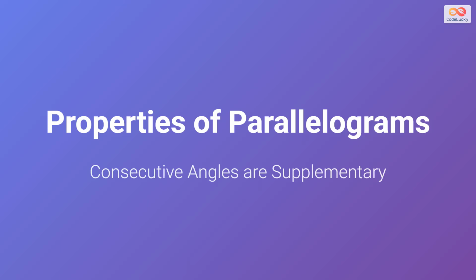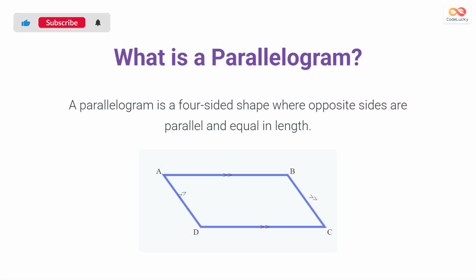Hello and welcome. In this video, we're going to explore a key property of parallelograms, focusing on why their consecutive angles are supplementary. First, let's quickly review what a parallelogram is. It's a quadrilateral, which is a shape with four sides. The defining feature of a parallelogram is that its opposite sides are parallel to each other and are also equal in length.